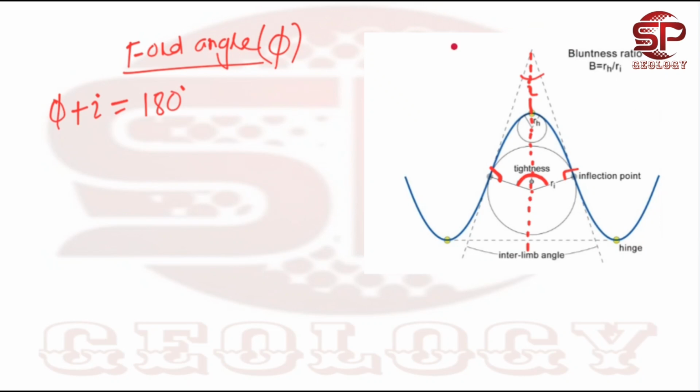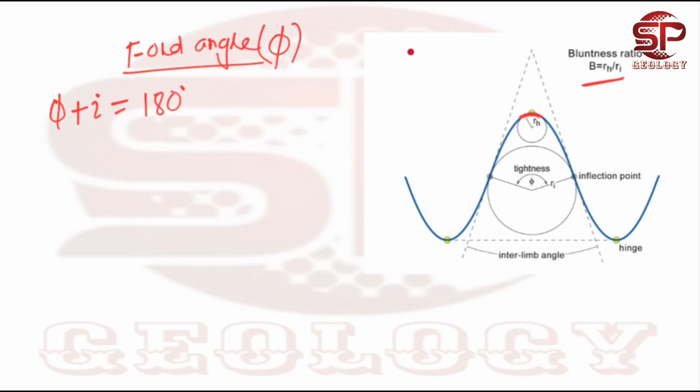Then comes the bluntness ratio. So bluntness ratio indicates the tightness of the fold. You draw a circle at the hinge line with its radius of curvature, and a circle with perpendiculars at the inflection points. So the ratio of the radius of the circle drawn at the hinge point and at the perpendiculars in the inflection points will be called the bluntness ratio.